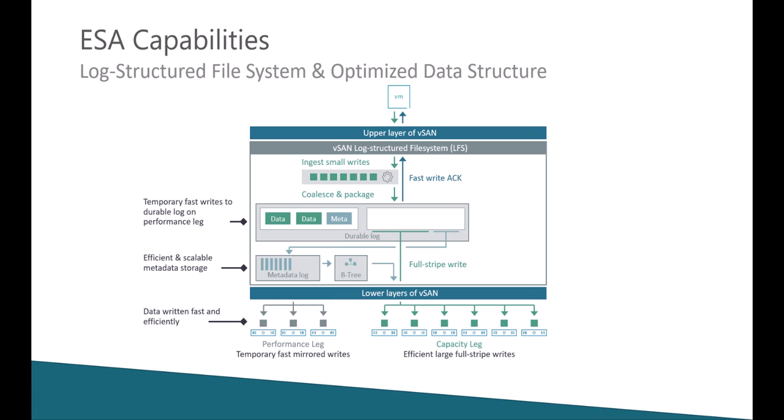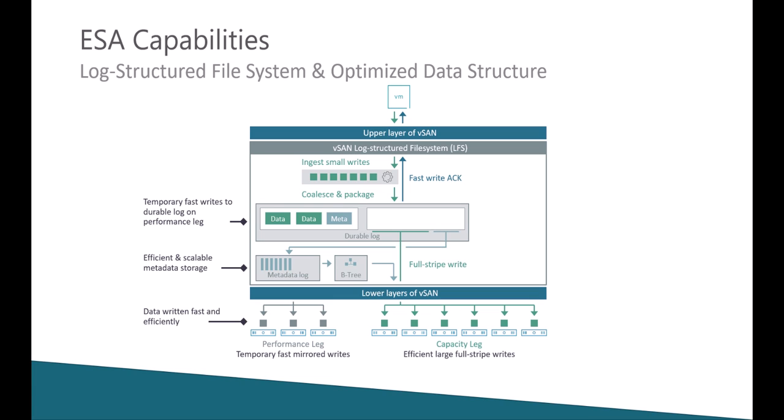Then it will be written to a persistent, durable log that is known as the performance leg. So if I want to explain it simply, when a write IO comes, it will be stored in the performance leg with the RAID 1 method, and then when it reaches 512 kilobytes, a full stripe write to the capacity leg would take place. This is how vSAN ESA provides the same performance as RAID 1, although data would be stored at the efficiency level of RAID 5 or 6, because it allows vSAN to return the write acknowledgement immediately to the guest VM and keep the latency low.